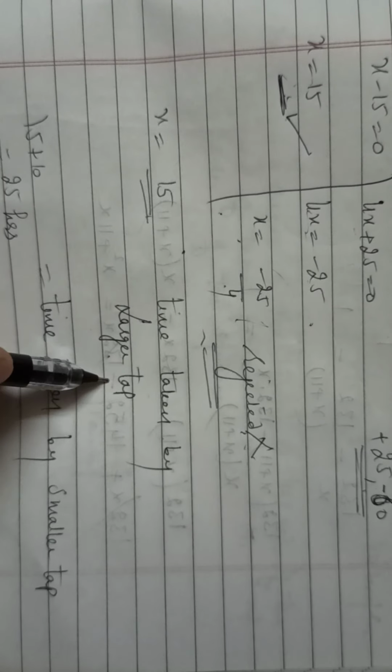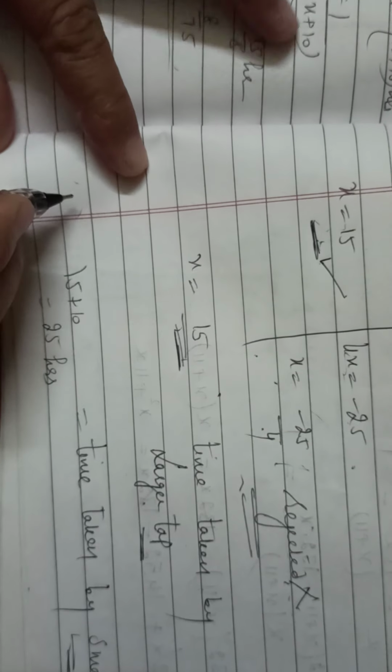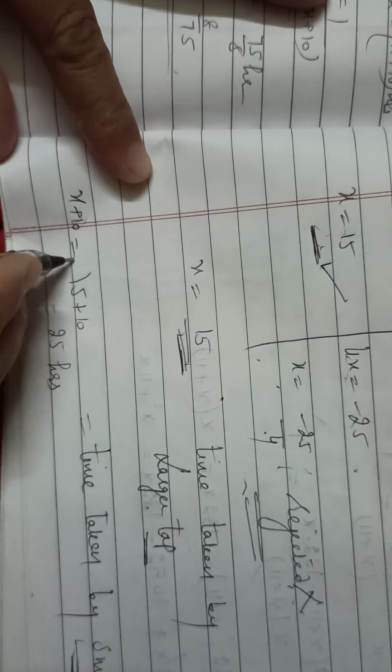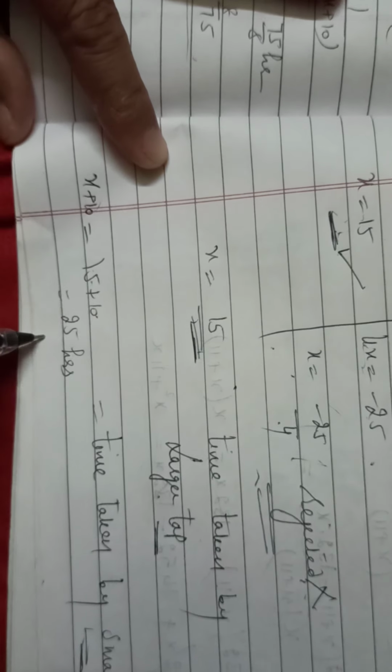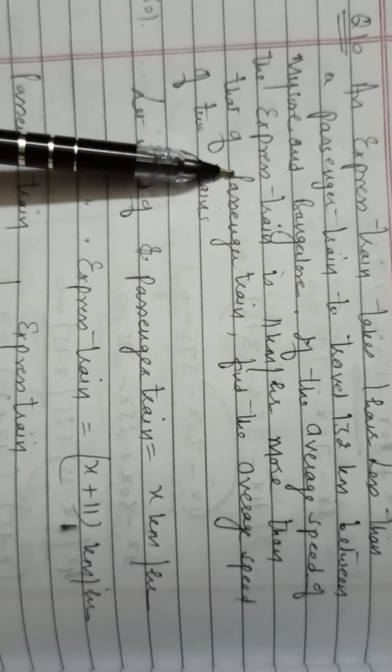And x is what? It is the time taken by the larger tap. So the larger tap takes how much time? 15 hours. And the smaller tap takes time x plus 10, that is 15 plus 10, which is 25 hours. Clear, children? Now come to question number 10.